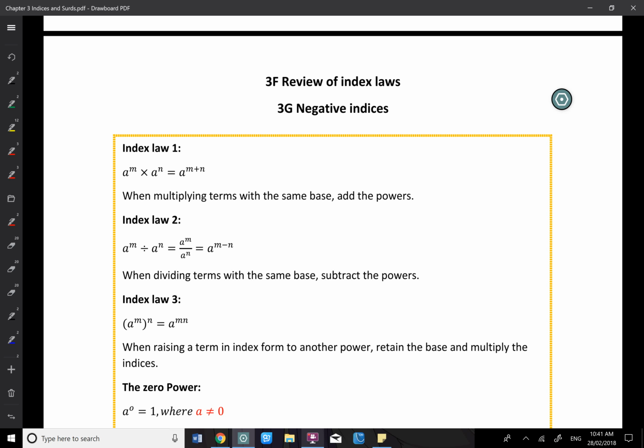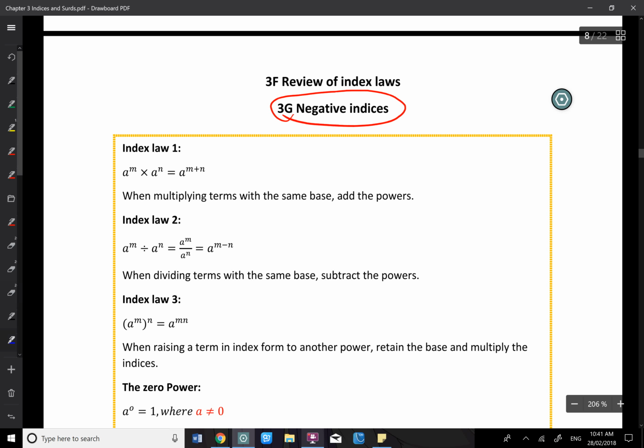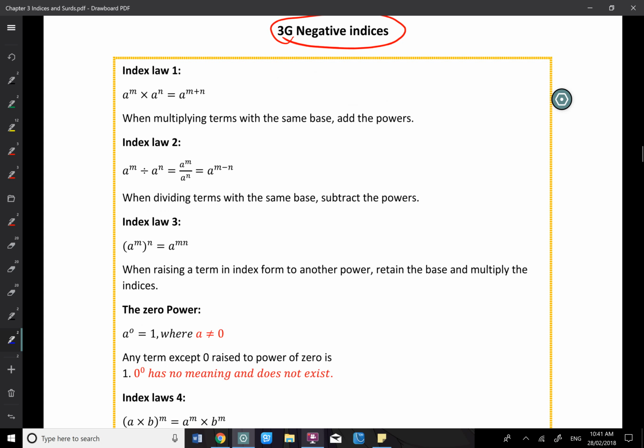Review of index law and negative indices. Okay, I'll focus on the negative indices. This is the harder topic. First of all, we have a couple of laws here.